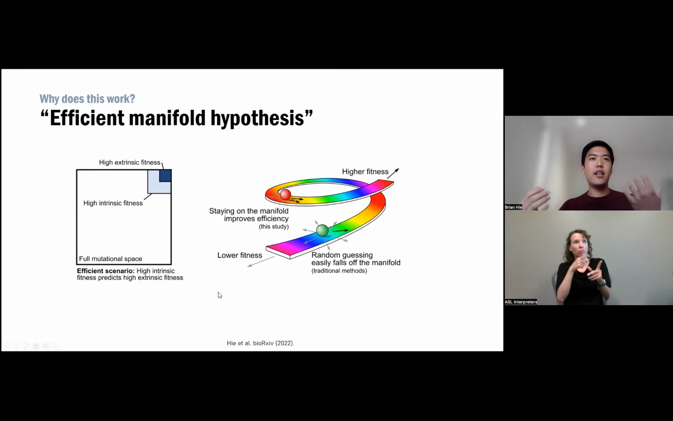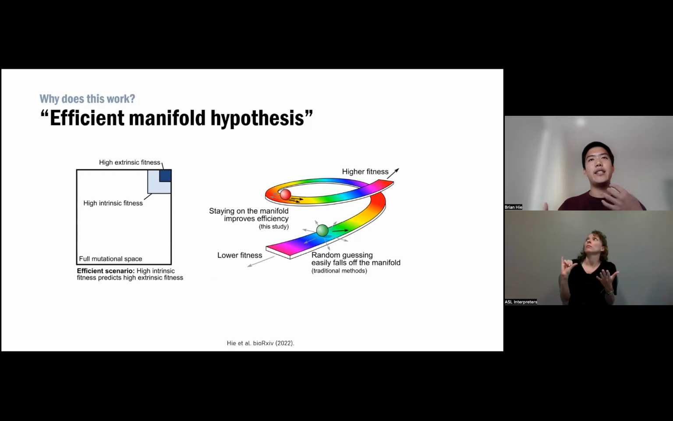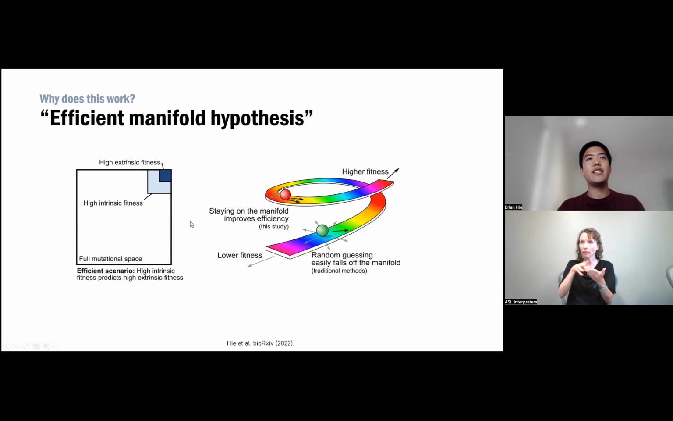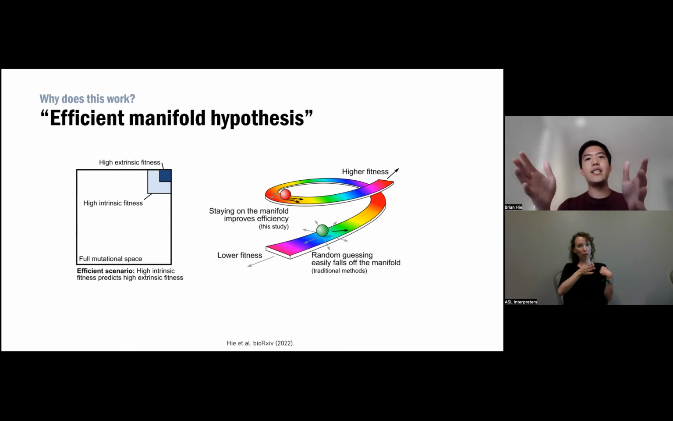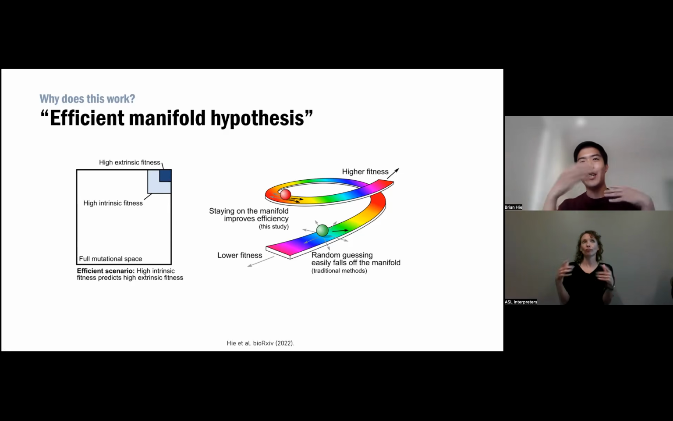Our current running hypothesis as to why this is working so well is that the information learned from just this sequence-intrinsic information is, in this efficient scenario, enriching for high extrinsic fitness mutations. Even though we're not directly modeling binding to hemagglutinin, the sequence likelihoods that are learned by the language model are a strong enough prior for binding to hemagglutinin.